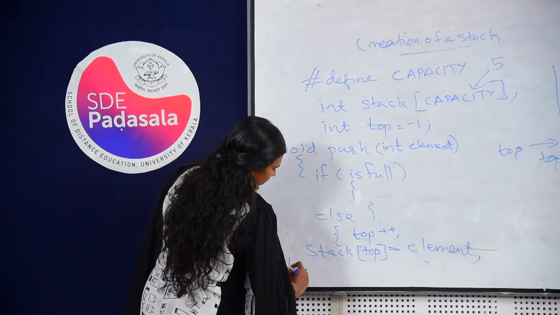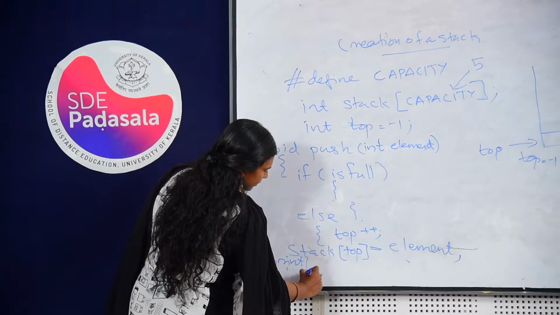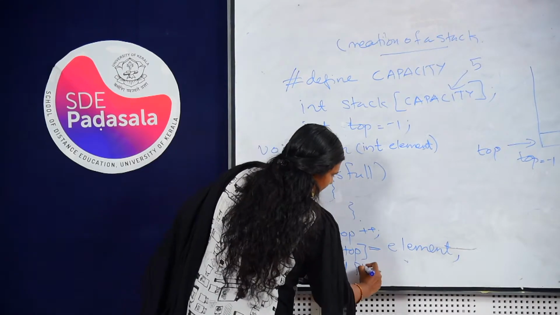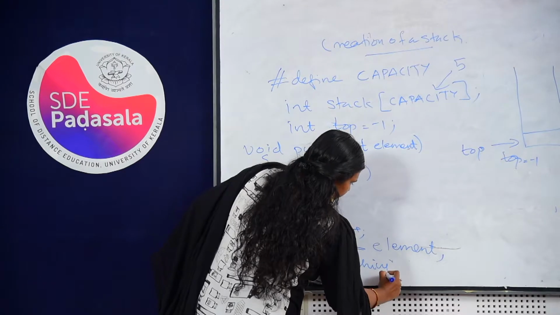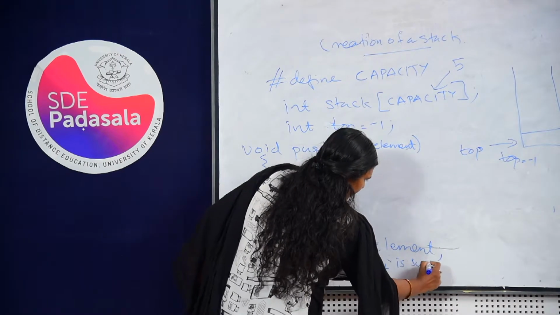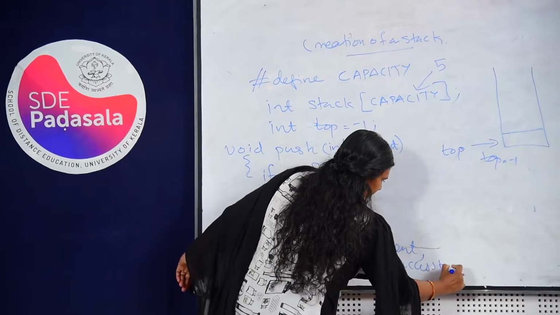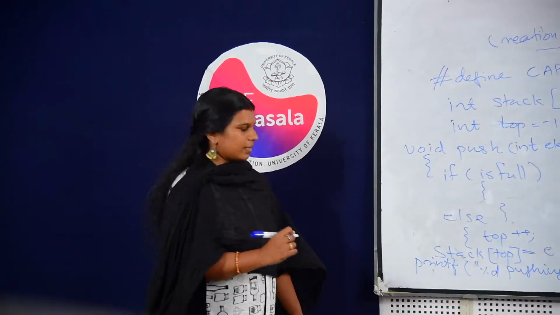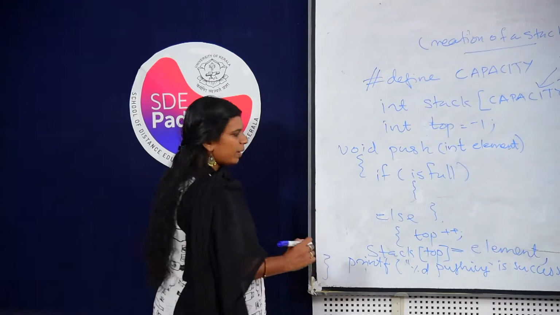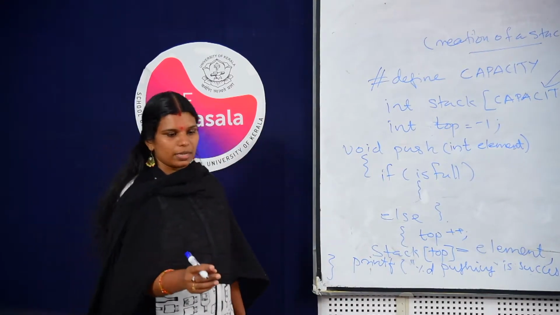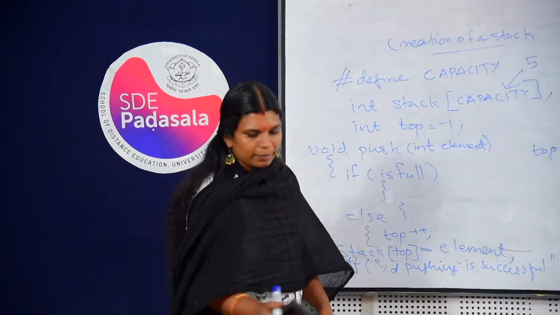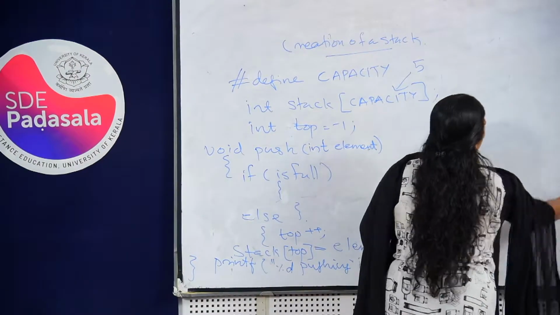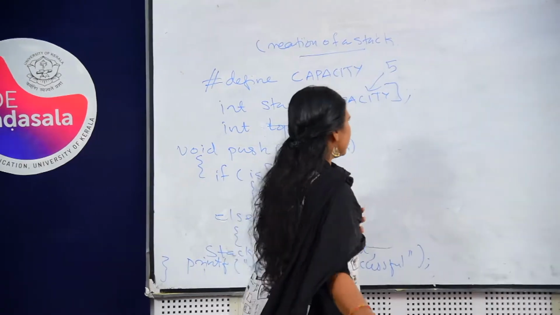Okay. And we can print that the pushing operation is successful. This is the way by which we will push elements into the stack. Now we will check what is full.